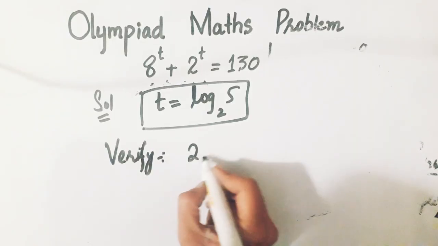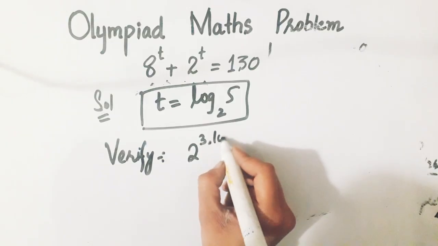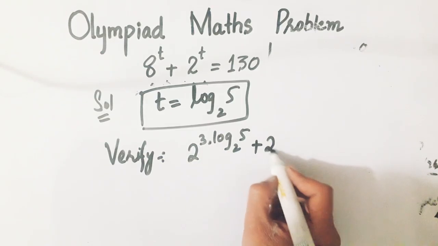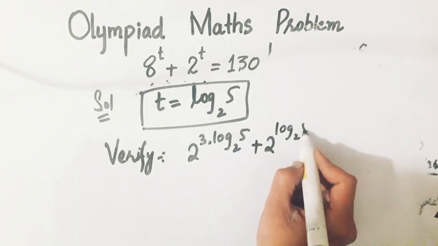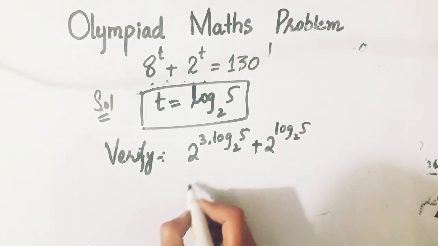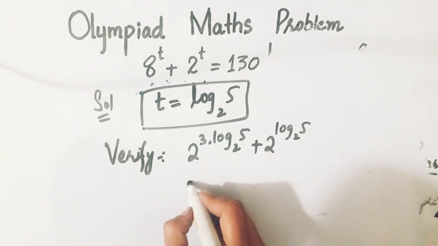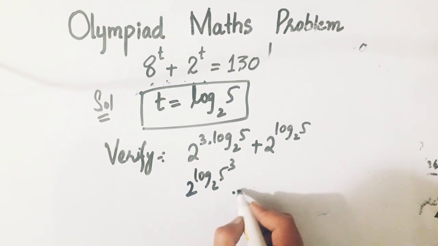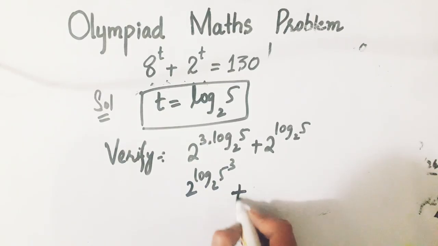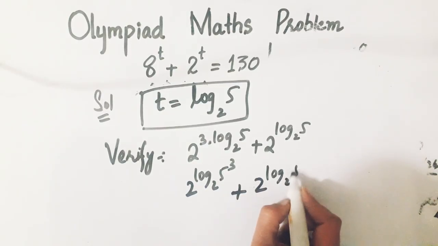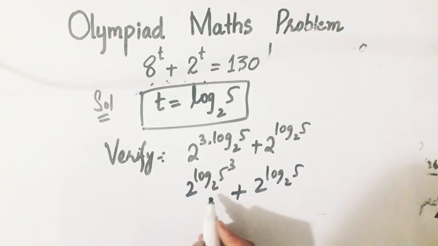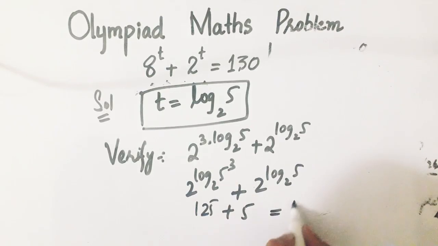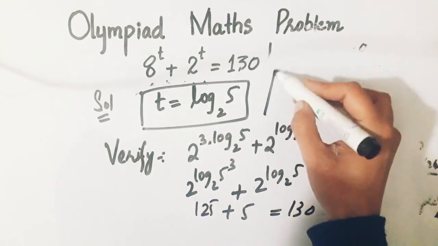8 can be written as 2 cube, with t equal to log base 2 of 5. So we get 2 to the power log base 2 of 5, cubed, which is 125, plus 2 to the power log base 2 of 5. We apply the base rule. According to that, 5 cube is 125, plus 5, that is 130. So our solution is correct.